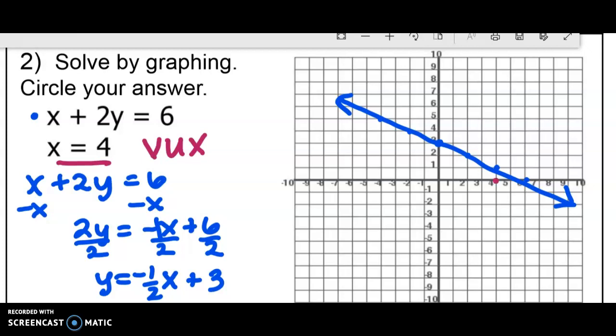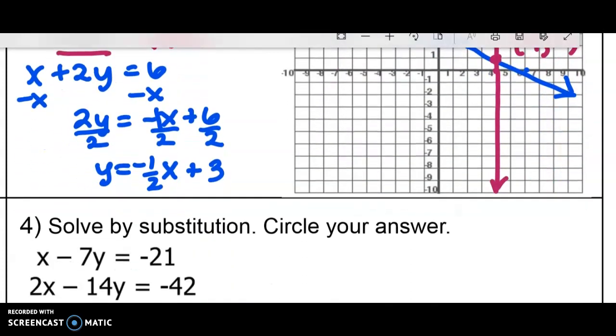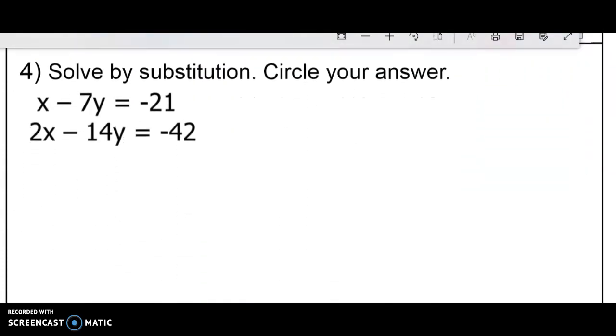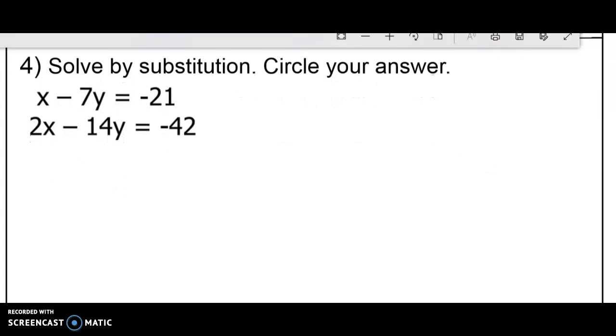So I'm going to draw a vertical line, and then my solution is where they cross, which is right here at 4, 1, and that's your solution. So hopefully that helps a little bit with graphing. Now let's go down to substitution. I'll cover a couple of substitutions in this one as well.